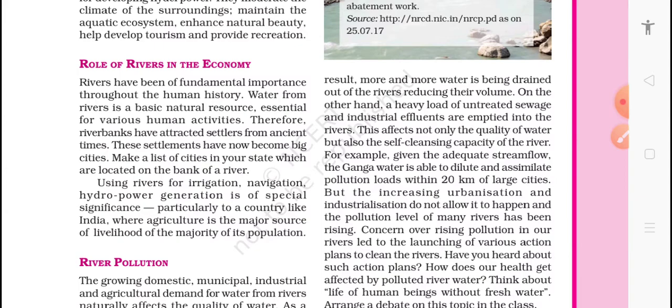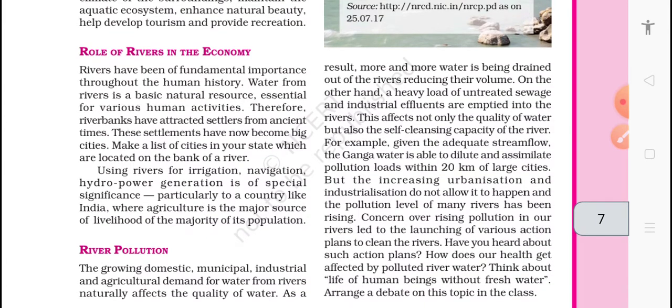So now we will talk about the role of rivers in our economy. Rivers have been of fundamental importance throughout human history. Apart from the river basin, natural resources are essential for various human activities. Therefore, river banks have attracted settlers since ancient times. These settlements have now become big cities. Make a list of cities which are located on the banks of rivers.